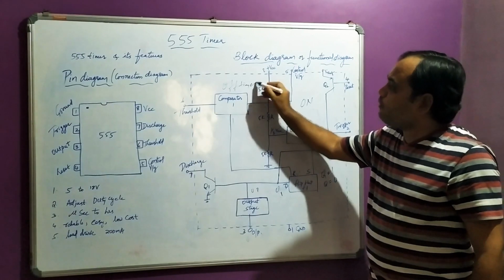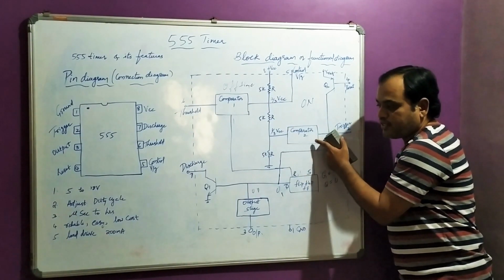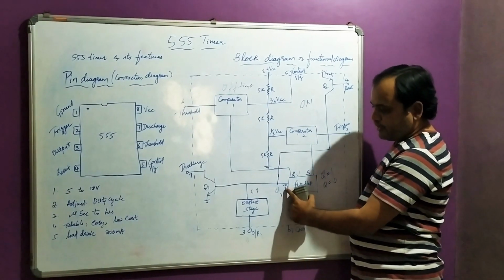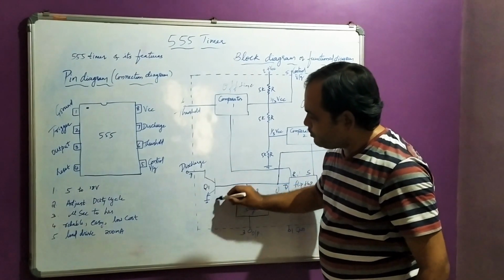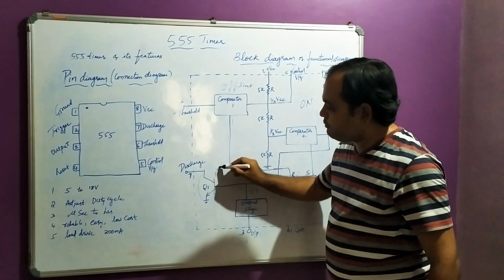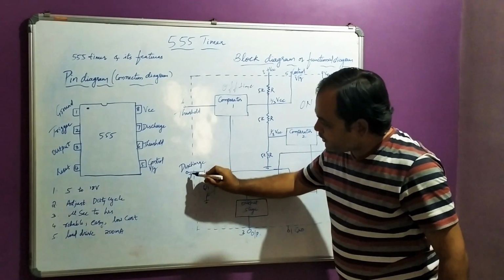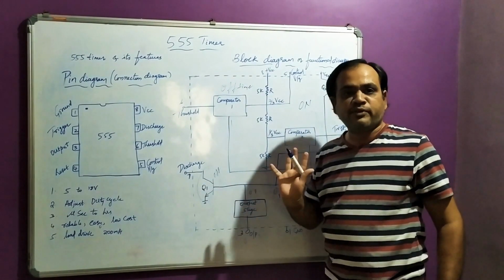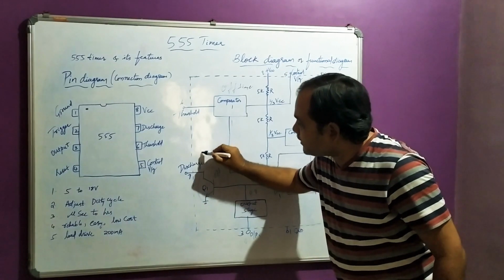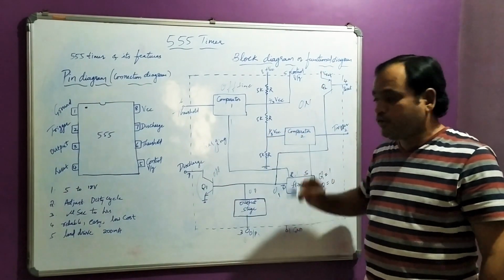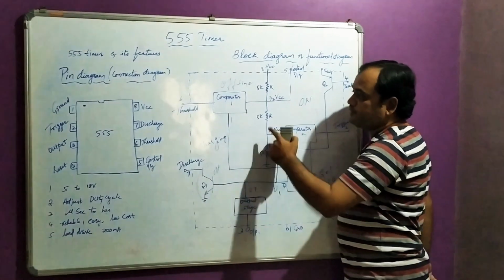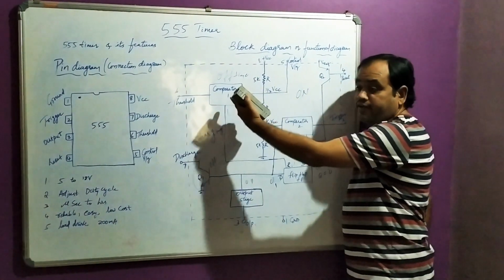Okay, so now, when comparator 2 starts working, I said Q bar is 0. Q bar being 0 means this transistor will be in the off condition, that is, open. So the capacitor is not going to be discharged. The capacitor starts charging. It starts charging from 1/3 up to 2/3, where comparator 1 comes into the picture.